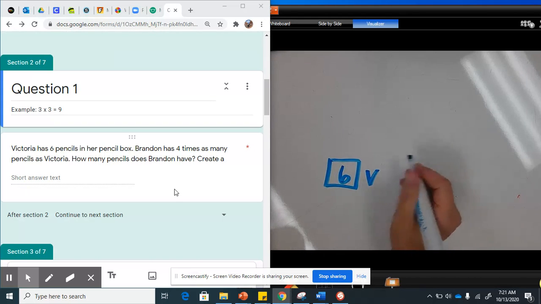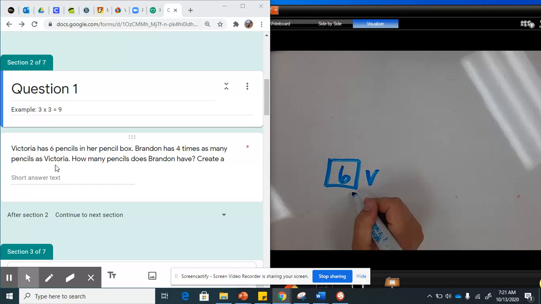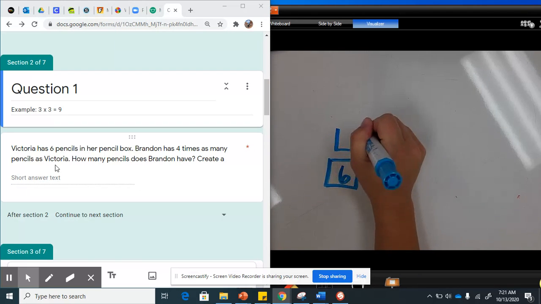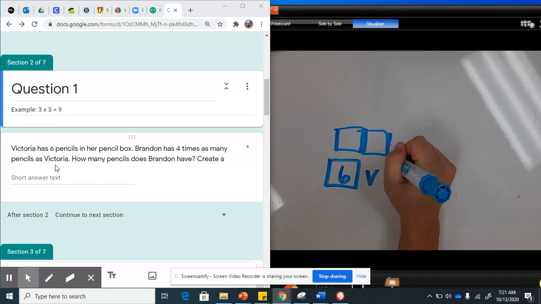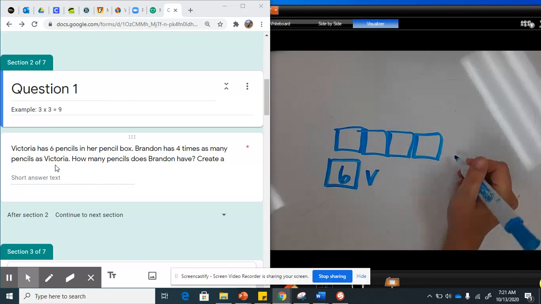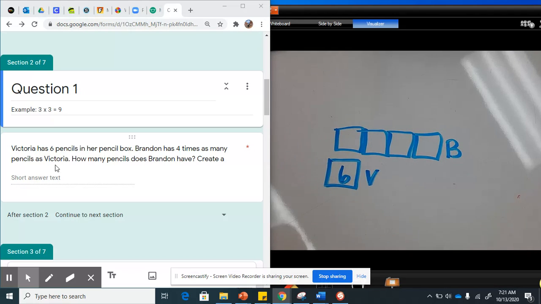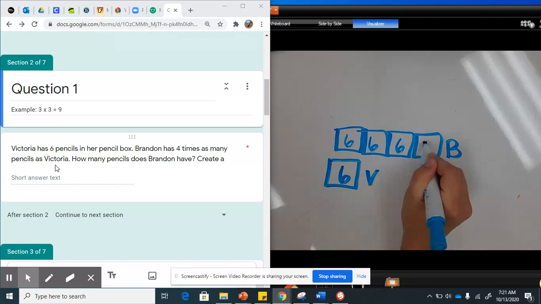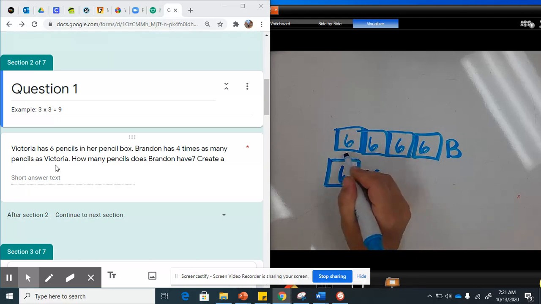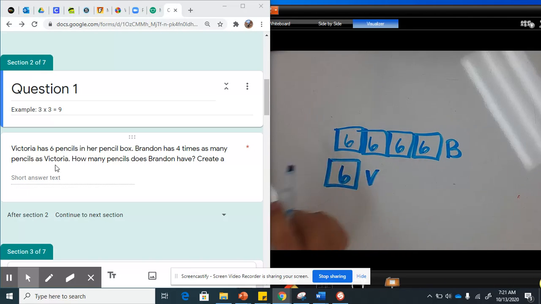Next, I'm going to look at the person I'm comparing that to. After it says Brandon has 4 times as many pencils as Victoria, I'm going to draw 4 boxes that are about the same size as that box for Victoria, and I'm going to label it B for Brandon. Then I know that there's 6 pencils in each of these boxes because he has 4 times as many as 6. So now I'm going back to my problem, and it says, how many pencils does Brandon have?